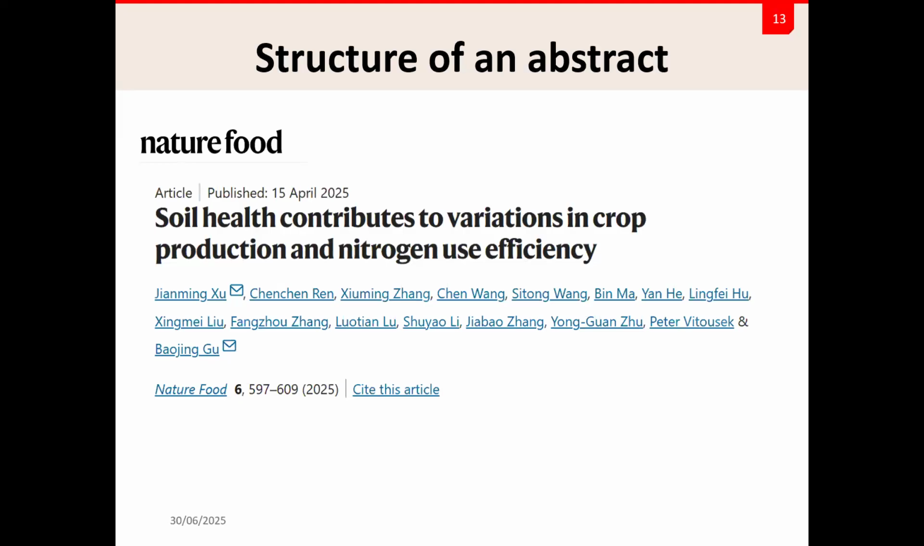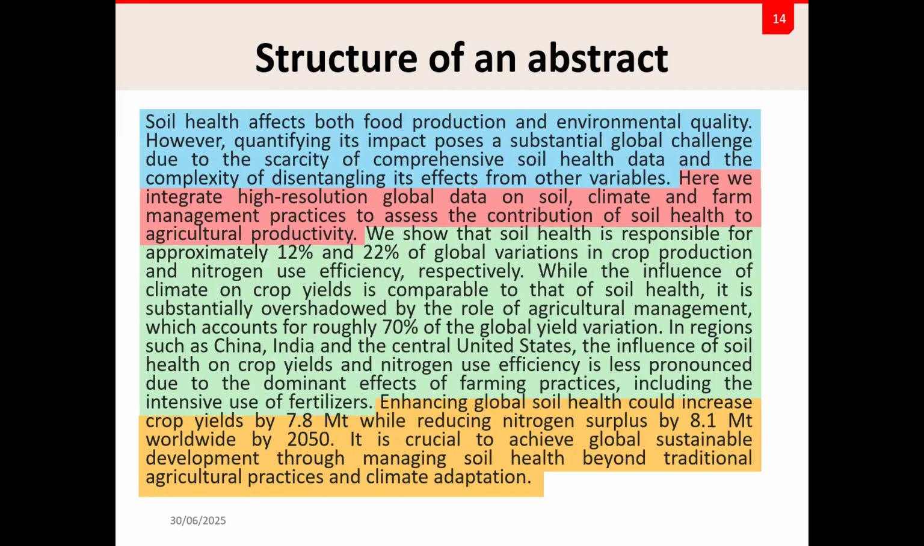So now let's consider the structure of the abstract. When you write an abstract, the first part is your title, the second part is all the information, and the third part is the structure. I go back to the same example which I showed you earlier, soil health contributes to variation in crop production and nitrogen use efficiency. This is the abstract of that article. I have divided it into different colors for you to easily understand.